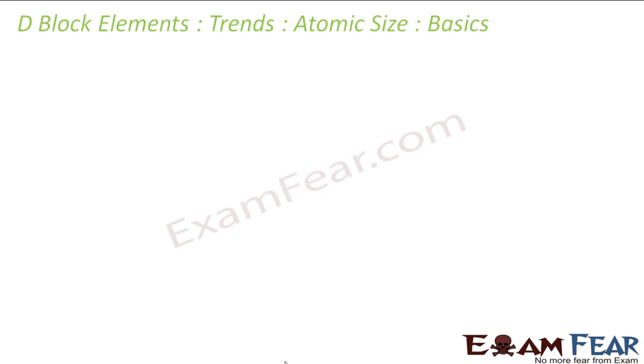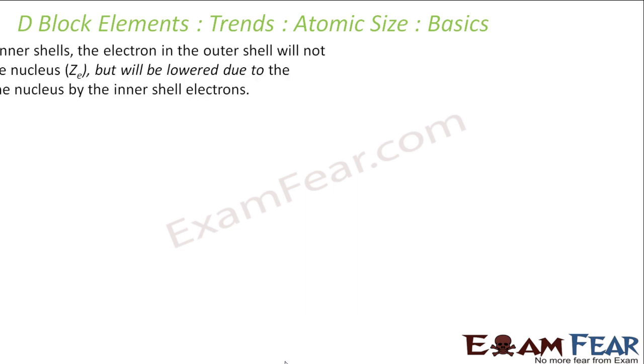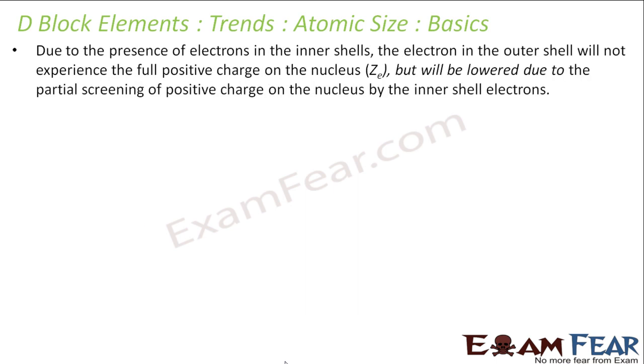Now we'll understand the atomic size trend. Before that, let's understand the basis to understand the atomic size trend. The first thing we should note is that due to the presence of electrons in the inner shell, the outer shell will not experience the full positive charge of the nucleus, but the experience will be lowered. This is called the partial screening of positive charge by the nucleus of the inner shell.